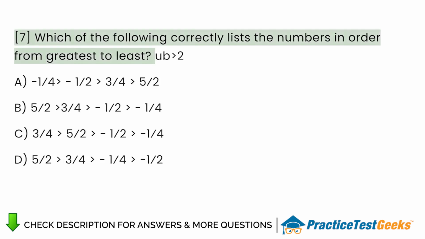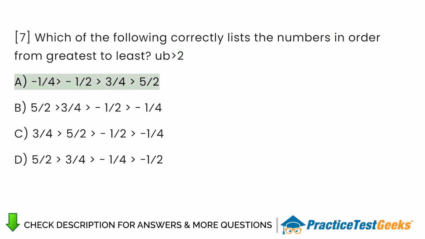Which of the following correctly lists the numbers in order from greatest to least? A. Minus 14 greater than 12 greater than 34 greater than 52. B. 52 greater than 34 greater than 12 greater than 14. C. 34 greater than 52 greater than 12 greater than 14. D. 52 greater than 34 greater than 14 greater than 12.